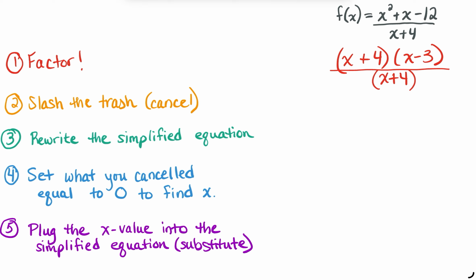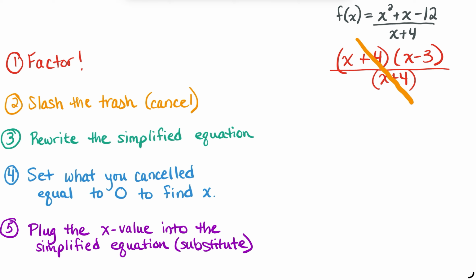All right, step 2, this is slash the trash. So this is where we chopped our vegetable or our fruit. So we're going to slash the trash. So we are chopping it off. Here we go. So that's our knife, we chopped it. And so now we need what is simplified. So we're going to rewrite the simplified equation.